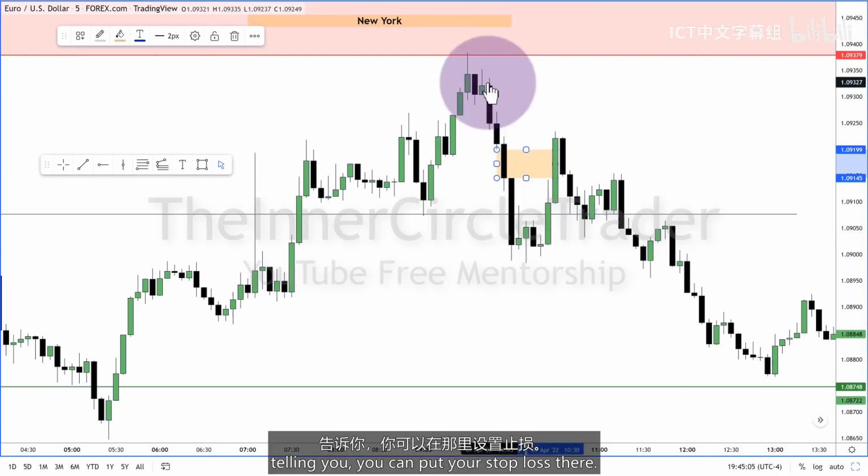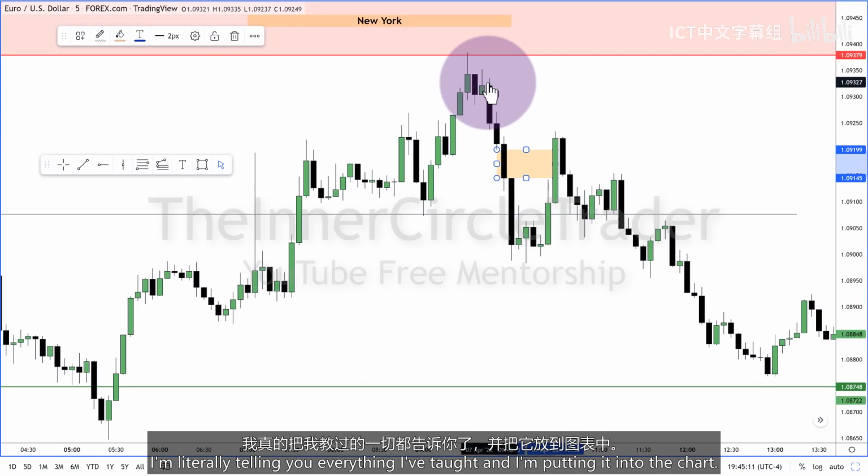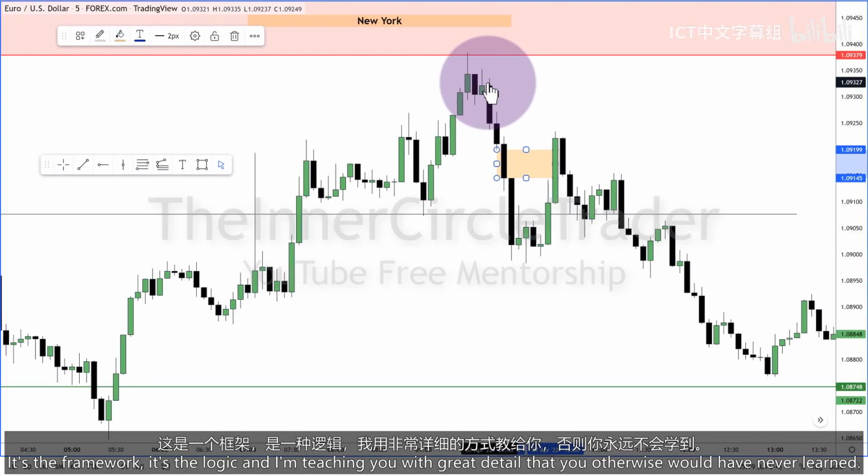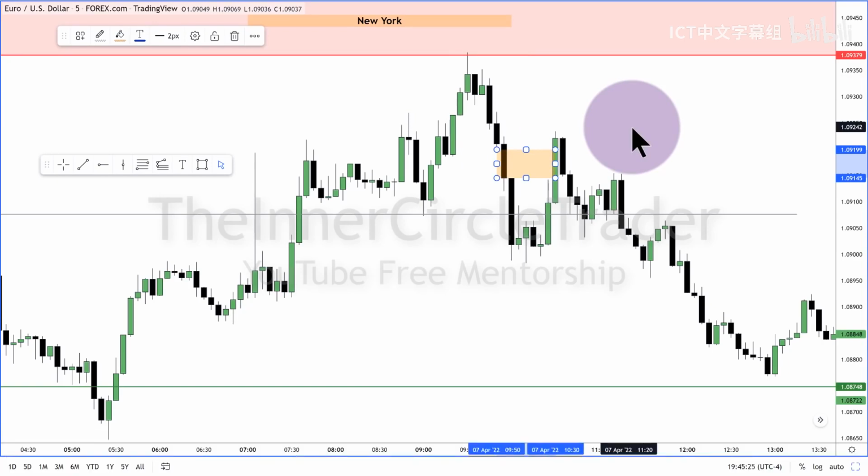That's the reason why I'm telling you, you can put your stop loss there. You see how the rules are coming together? I'm not complicating it. I'm literally telling you everything I've taught and I'm putting it into the chart. Everything was said before it happened. And here it is. It's the framework. It's the logic. And I'm teaching you with great detail that you otherwise would have never learned.